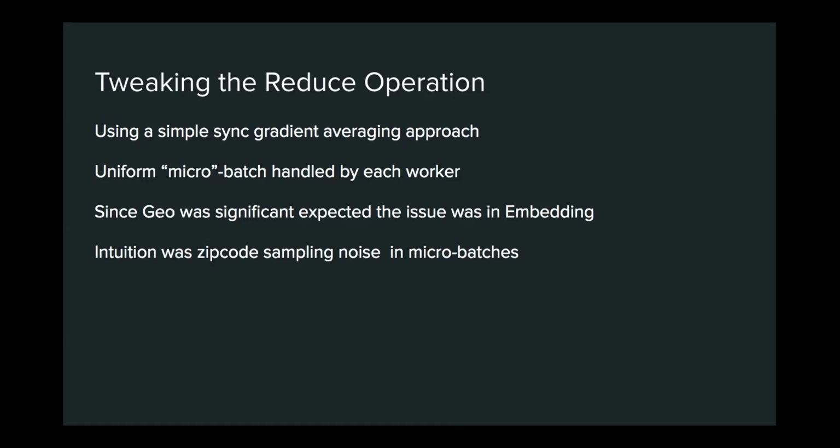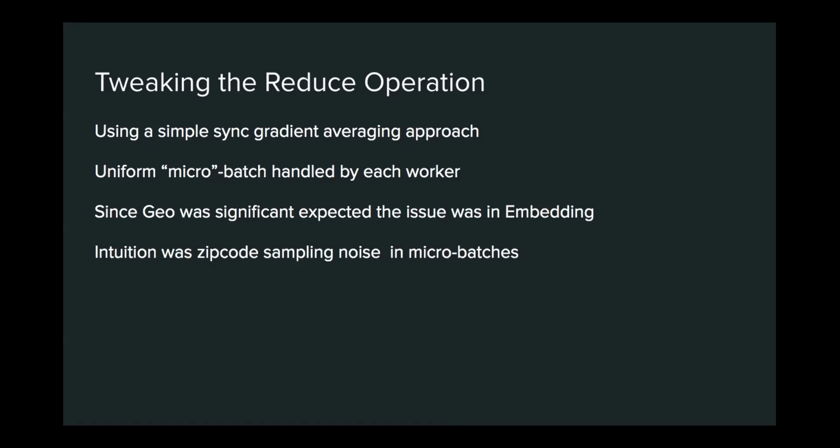So some of the nodes would see some zip codes. Each node would see a small subset of the zip codes, and its gradients related to that embedding layer would then be averaged out with the other nodes that saw a completely different set of zip codes, most of which would not overlap, right? So our intuition was that this zip code embedding layer was not converging. The zip code feature was very significant. We knew that geo was an important feature for the model that we were trying to build.